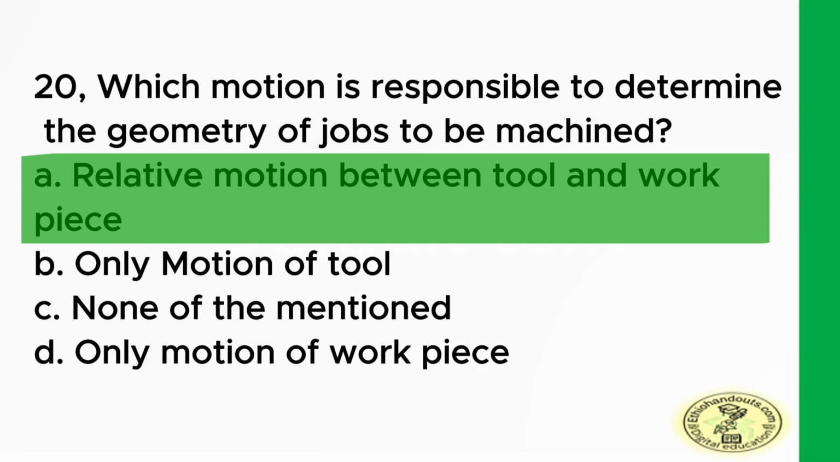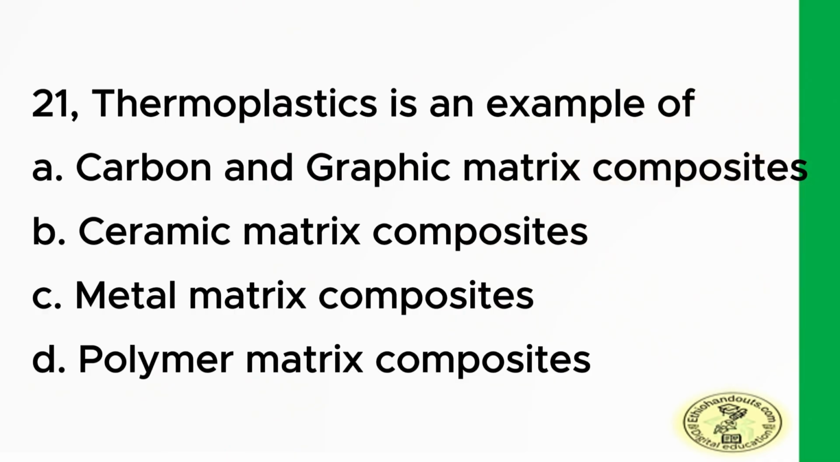The correct answer is A. Relative motion between tool and workpiece. 21. Thermoplastics is an example of A. Carbon and graphite matrix composites, B. Ceramic matrix composites, C. Metal matrix composites, D. Polymer matrix composites.